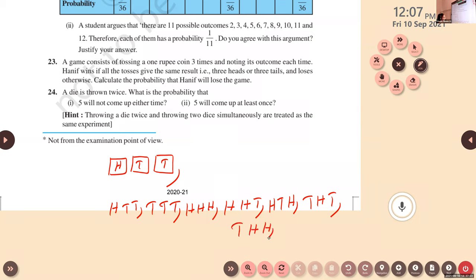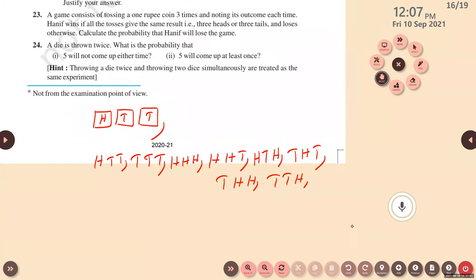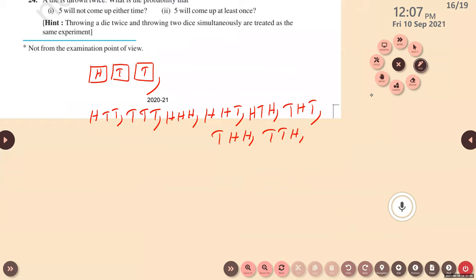Tail, head. Then. Tail. Which one? Tail, head. Yes. Tail, head. Tail, head. Then, anything else? Any other outcomes? Only that much. Any other outcomes here? No. Total, how many outcomes? Eight outcomes.